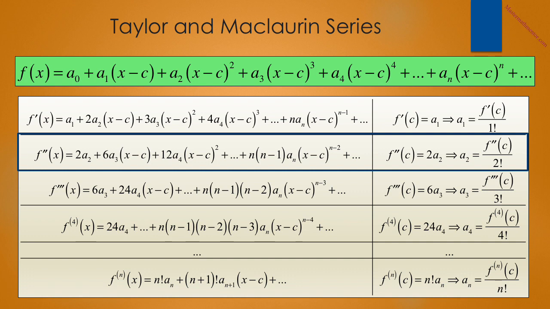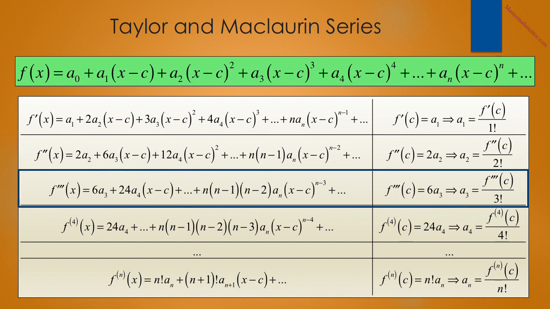Let's look at f double prime of x. That will equal 2a sub 2 plus 6a sub 3 times the quantity x minus c plus 12a sub 4 times the quantity x minus c squared plus dot dot dot plus n times n minus 1 times a sub n times x minus c to the n minus 2 plus dot dot dot. Again, when we evaluate this expression at c, all the terms except the first drop out. So f double prime of c is equal to 2a sub 2, meaning that a sub 2 is equal to f double prime of c over 2 factorial.